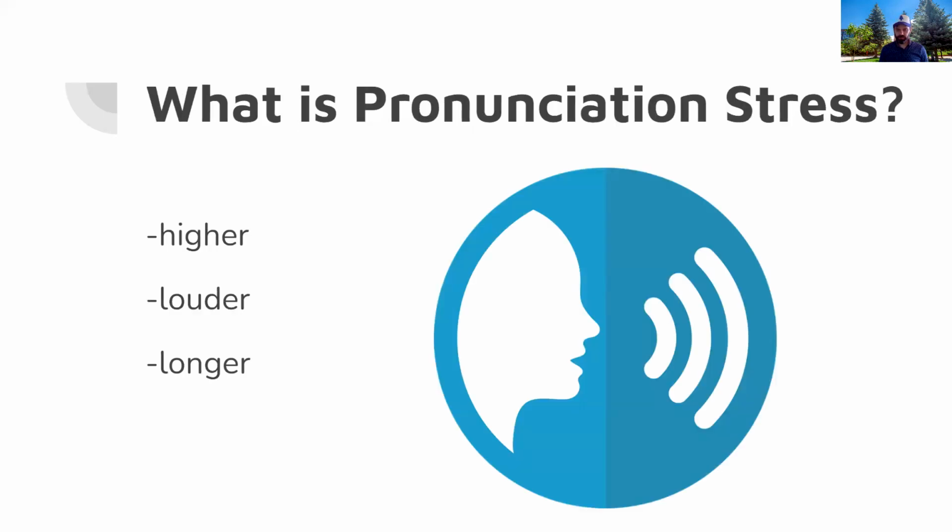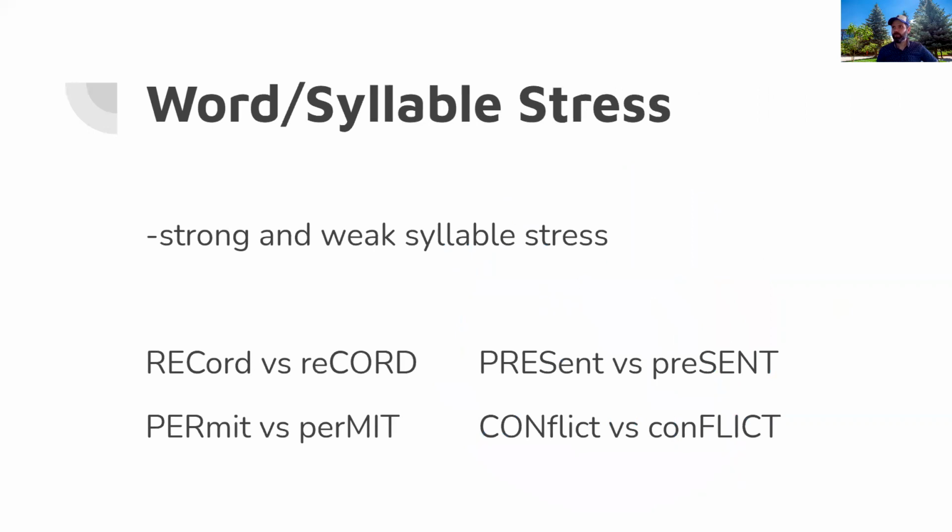So pronunciation stress in English is when we make our voice higher, louder, and longer. We keep those syllables or those words or those phrases more strongly pronounced than the other things that we pronounce. And that's how we create stress. Not all languages use stress in this way. They might do other things, but this is how we generally do it in English. So let's talk about word, or sometimes it's called syllable stress.